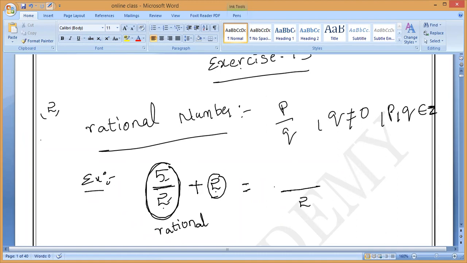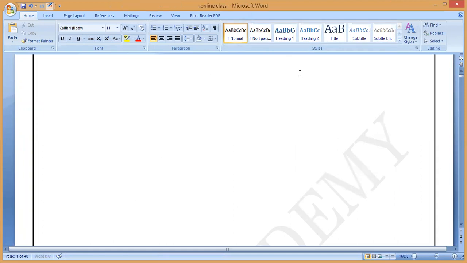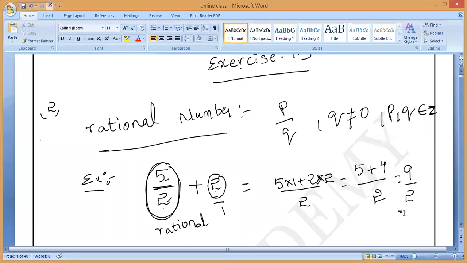So take LCM 2. 5 into 1 plus 2 into, in the denominator we have 1. 1 how many times to get 2? 2 times. So 5 plus 2 into 2 is 4, it is 9 by 2. Is 9 by 2 rational or irrational? Rational number. Correct? 9 by 2 is a rational number.